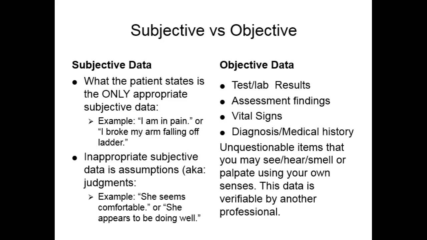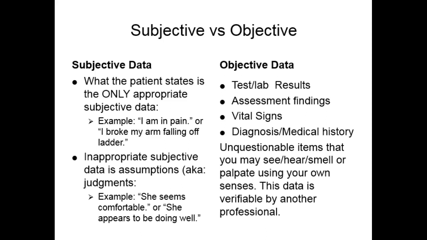Now there is appropriate subjective data to write, and that is what the patient tells you. When they say, I'm in pain, or when they say, I broke my arm because I fell, or I broke my arm because my spouse pushed me down the stairs, that is appropriate subjective. We can't prove that any of that is true, but the patient tells us, and we have to believe them. So quoting what the patient says is subjective, and it is the only appropriate subjective data that should be documented.